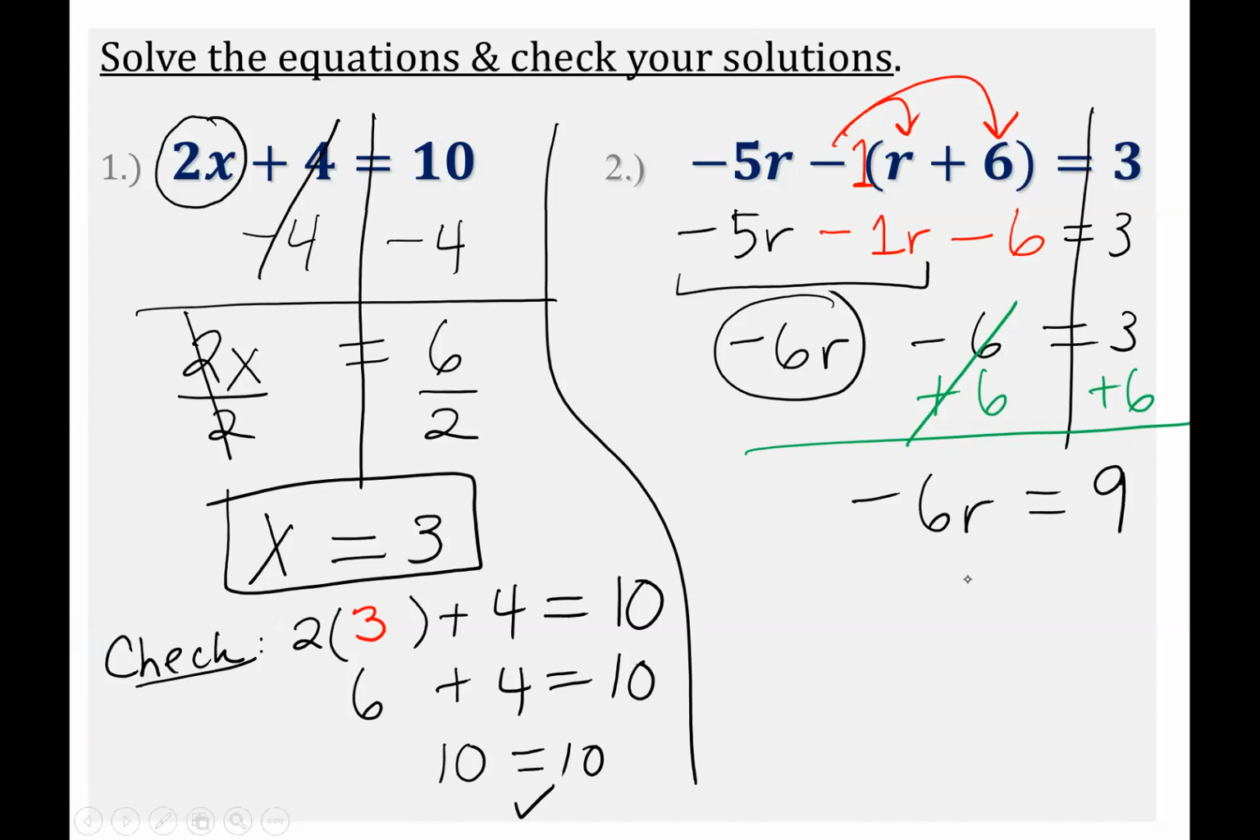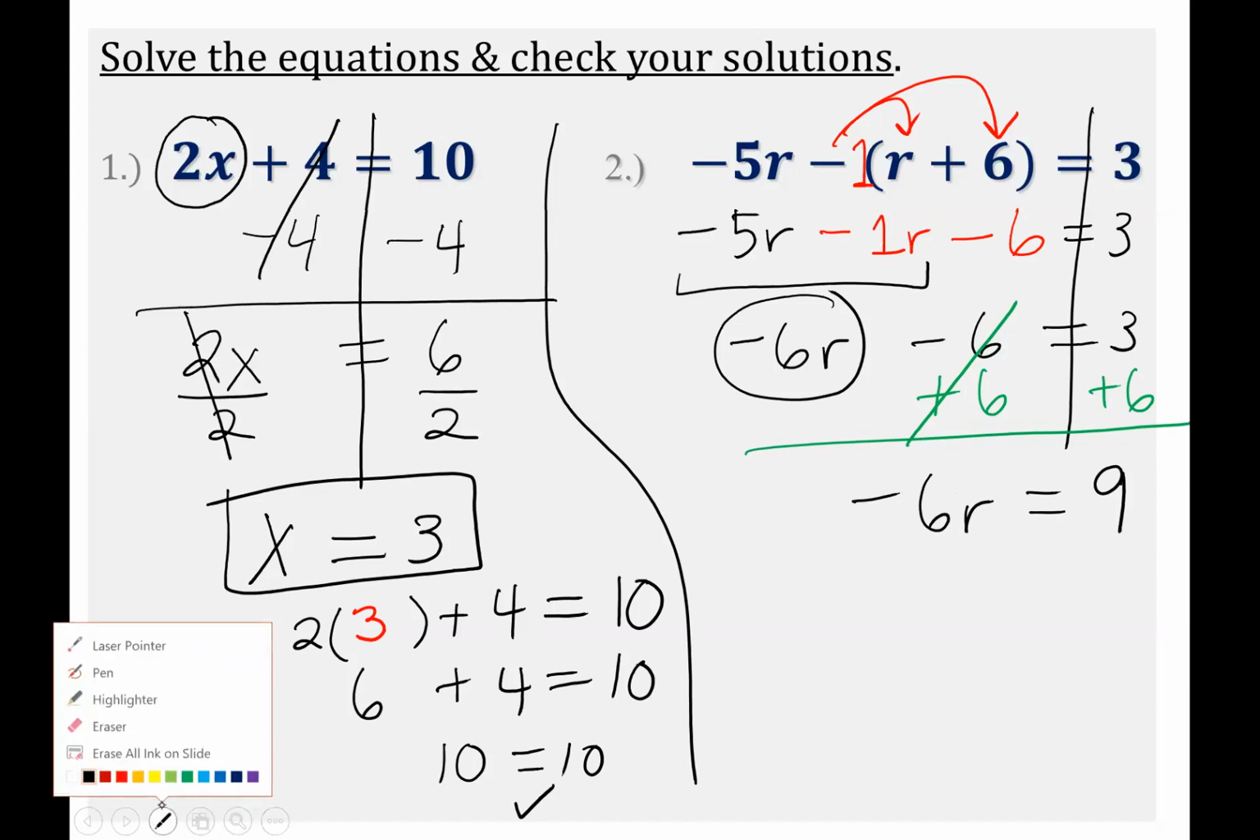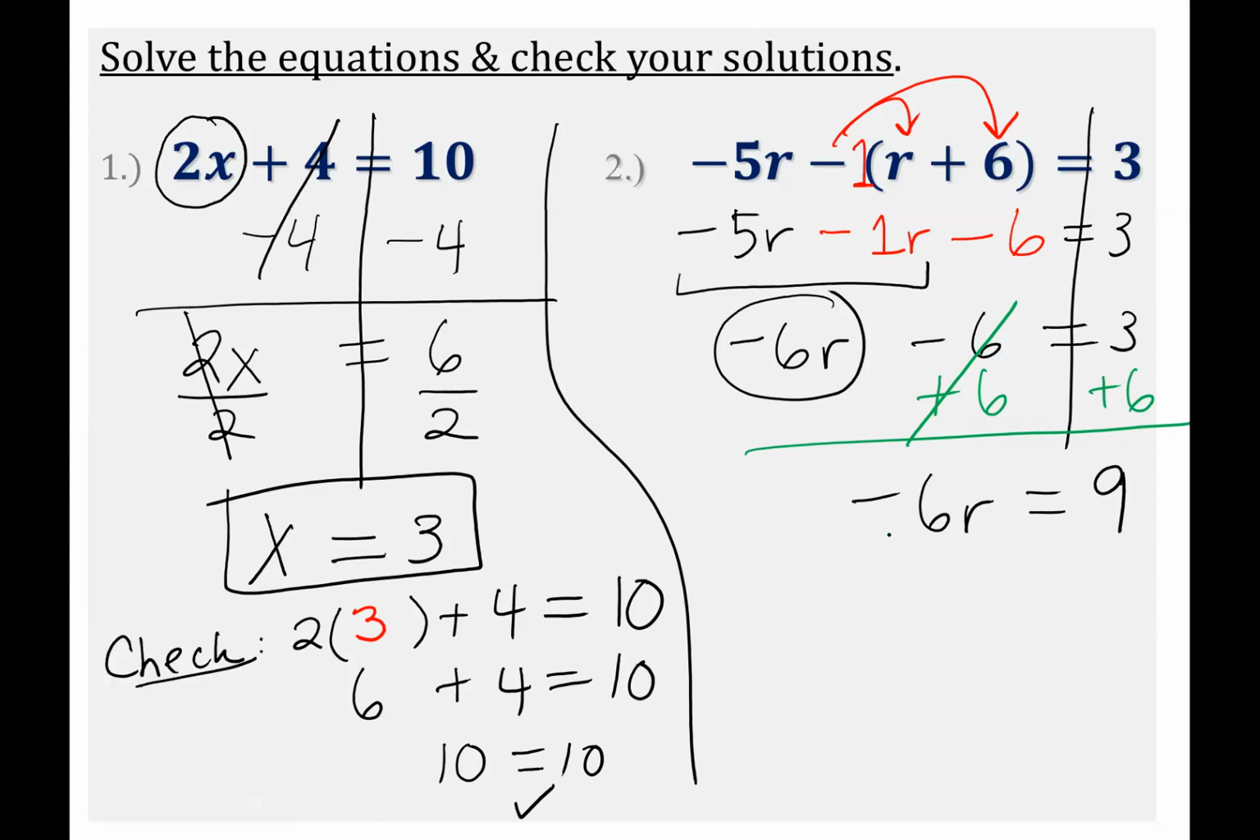To get the r by itself, we need to get rid of this negative 6 that's right in front of it being multiplied. So the way we're going to do that is to divide. So let's divide both sides by negative 6. So I'm putting things over negative 6. All right, negative 6r divided by negative 6. So negative 6 divided by negative 6 cancels out to 1. So that's just 1r, or just r is how I will write it.